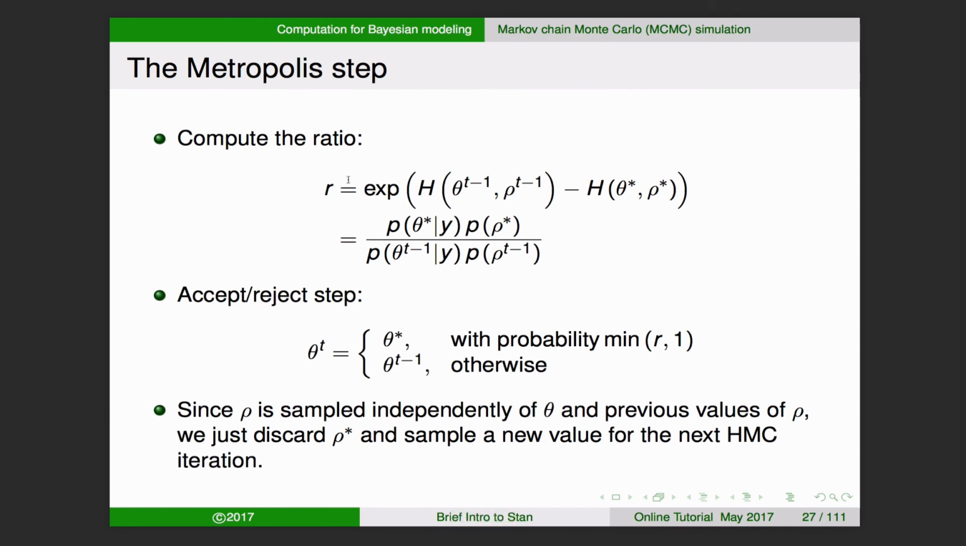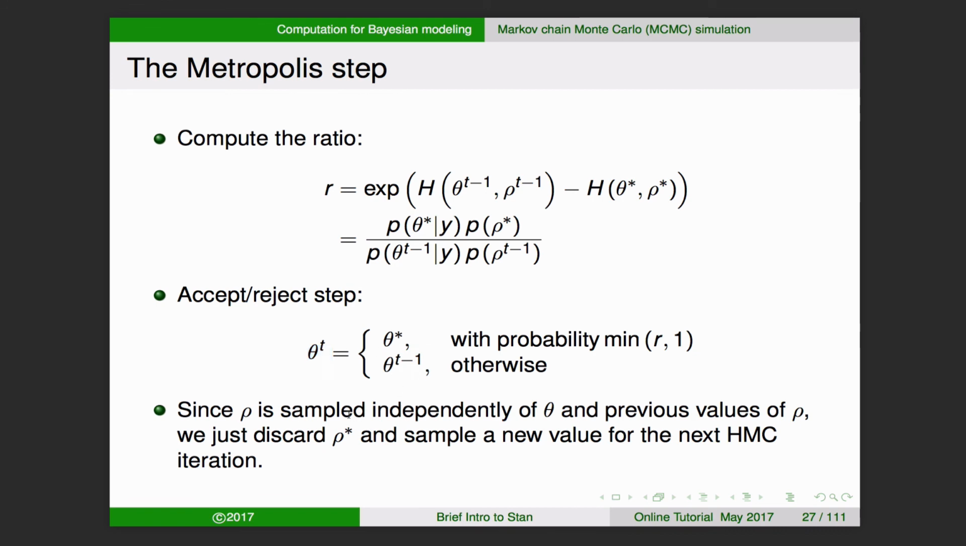At that point, you compute this ratio. You can see it's written here in terms of the Hamiltonian, both for the Hamiltonian at the starting point and at the proposal, which turns out to be a ratio of our probability densities. You can see our probability density for theta star and for rho star, and those are divided by the values at the starting point for that particular step. And then you have an accept-reject step, in which you accept theta star as theta t with probability equal to the minimum of r or 1, and if it's rejected, then you simply substitute back your previous value of theta t into the current value of theta t.